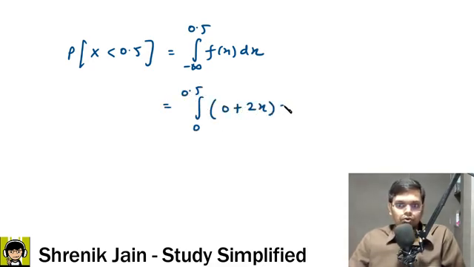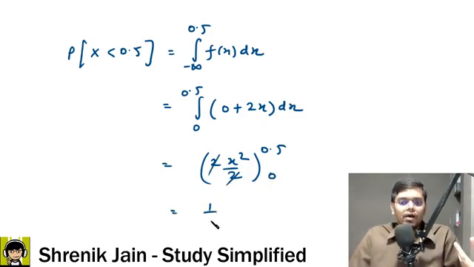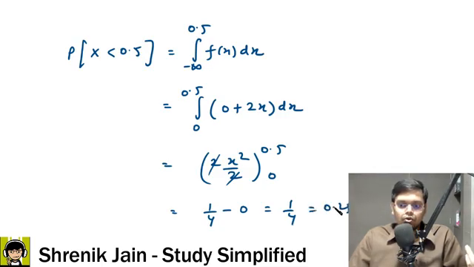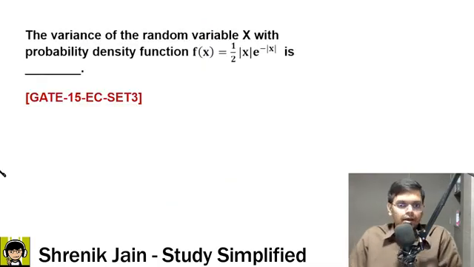B is 2. So if you solve it carefully, 2x square by 2, upper limit 0.5, lower limit 0. 2 to cancel, upper limit minus lower limit is 0.5 the whole square, which is half square, which is 1 by 4 minus 0 square. Sir, the answer is 1 by 4, which is 0.25. बात सबको समझ में आ गई? क्या आगे बढ़ सकते हैं?